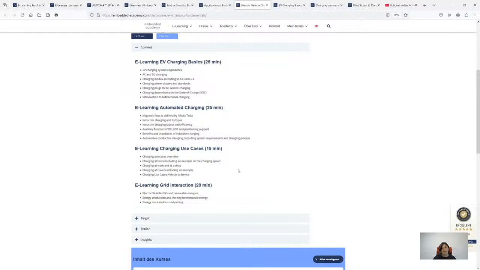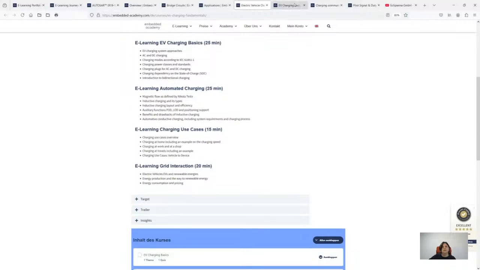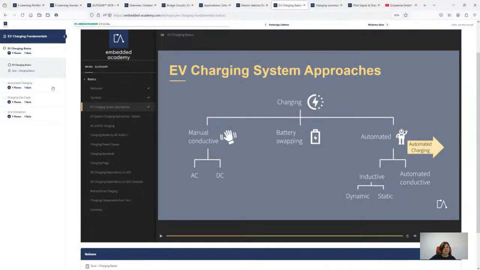And then the last one is the e-learning on grid interaction to have an overall picture, because charging is not just happening where the plug is. The electricity is coming from somewhere, but it's the whole picture. And changing to e-mobility is also changing the picture of the overall grid, and especially if we are using electric vehicles in the future for bidirectional charging, to have them as energy storage. Yeah, so this is a short view on what content to expect.